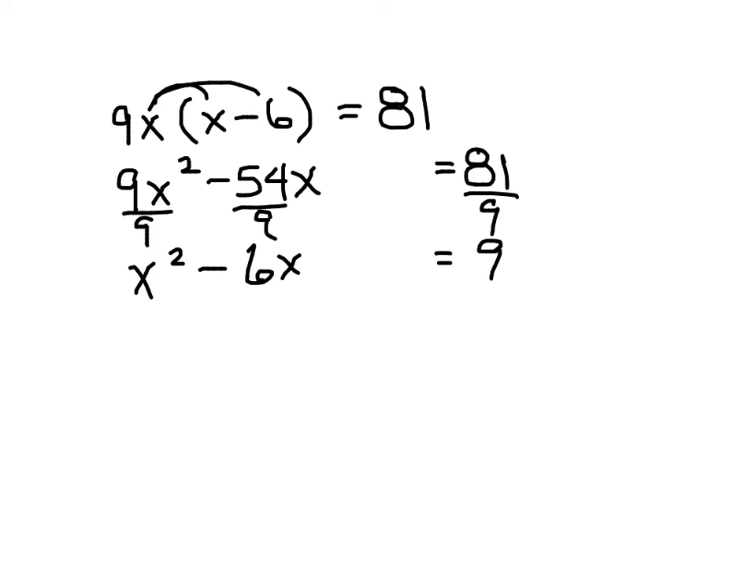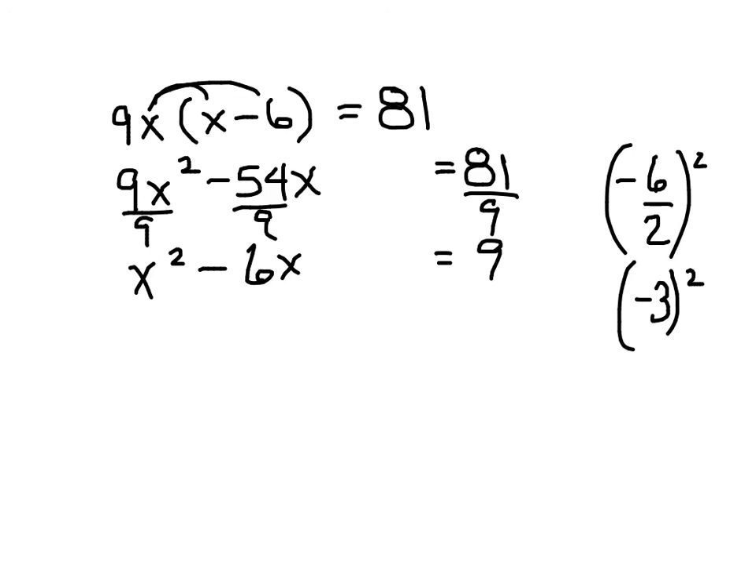9. All right, now what number's in the b? Negative 6, right? Good. What's negative 6 divided by 2? Negative 3. What's negative 3 squared? 9. Add 9. Add 9. No, it should be positive 9, because a negative times a negative should be a positive.